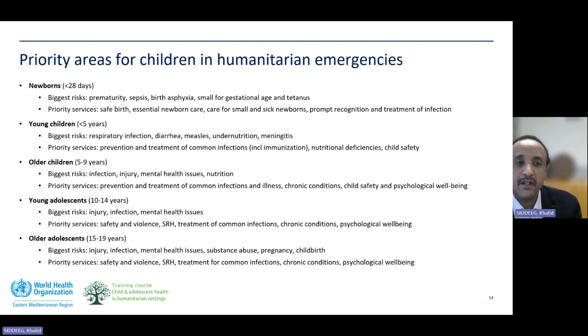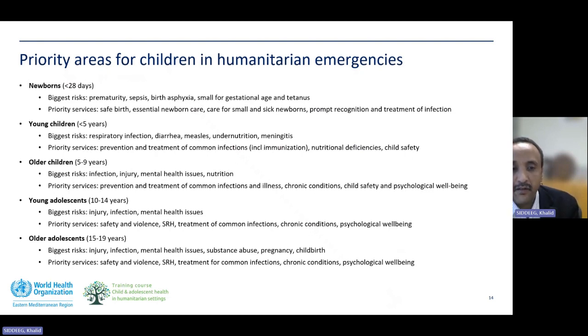For children at 5 to 9, mostly the priorities look like the under 5 ones. We're still having infection, but here intentional injuries and mental health issues start to appear. We need to make sure that we are having prevention and treatment of common illnesses in place. Management of chronic conditions and psychological well-being is there. For young adolescents, 10 to 14, they are something in the middle between childhood and adolescence. So they have unintentional injuries also, and injuries in general are coming very prominent here, in addition to the infection and mental health issues.